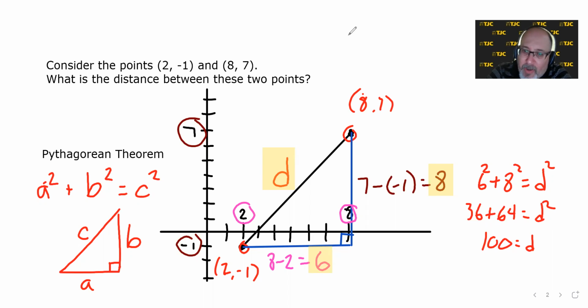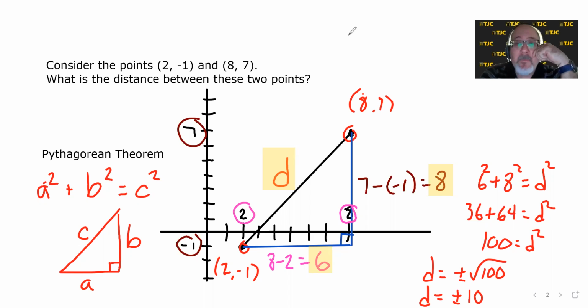And now we have a quadratic equation with a single d term this time, so we can solve it using square roots. If we square root both sides, we would get d equals plus or minus the square root of 100. Remember, when you square root both sides of an equation, use a plus minus. And of course, the square root of 100 is 10. So we get d equals plus or minus 10, at least algebraically speaking.